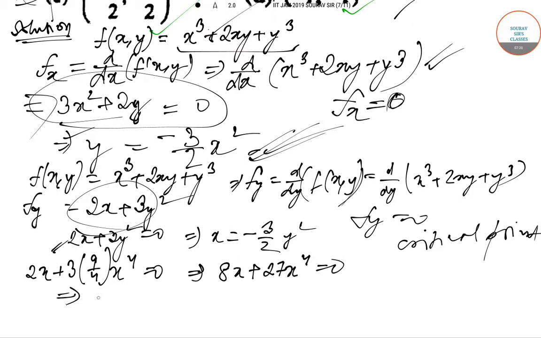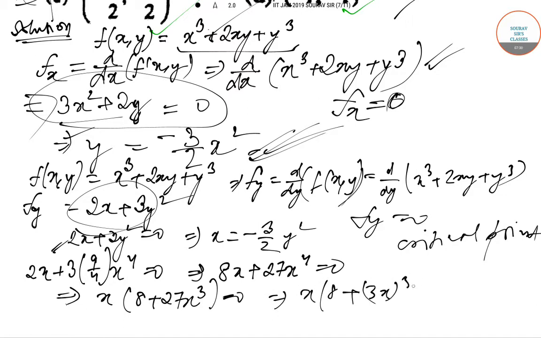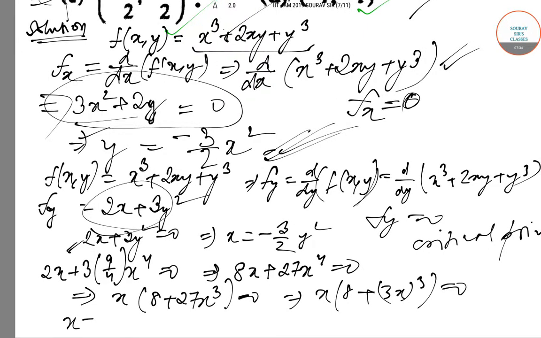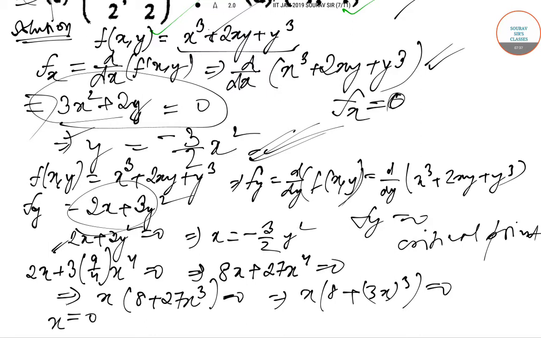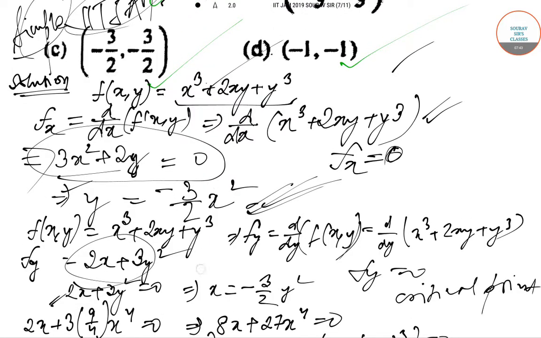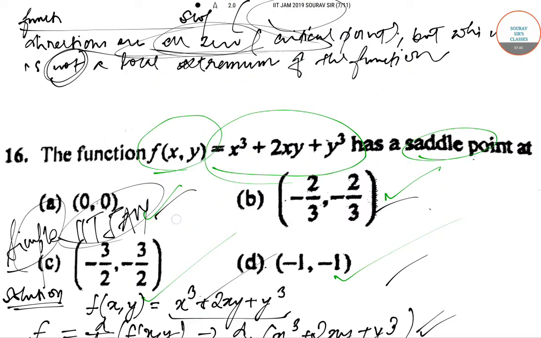Or we can write, if we take x common, 8 plus 27 x cube equal to 0. Or we can write x times 8 plus 3x whole cube equal to 0. So basically either x equal to 0 or it is minus 2 by 3. Now going back to the space provided here.